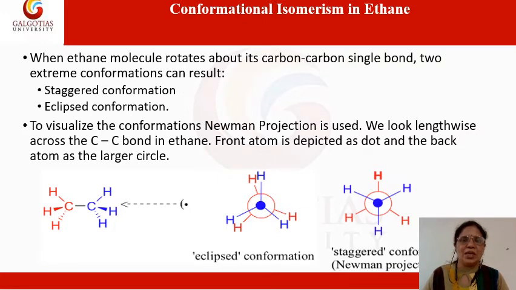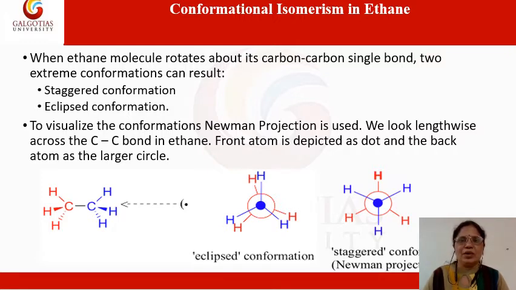So let us see about the conformational isomerism in ethane. We will analyze the conformation of ethane molecule, which is a very familiar and mostly studied molecule. As we know, when ethane molecule rotates about the carbon-carbon single bond, there are two extreme conformations which can result, that is staggered conformation and eclipsed conformation. So in order to visualize the conformations, the Newman projection is used.